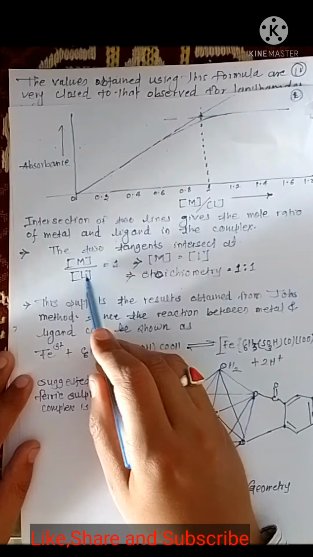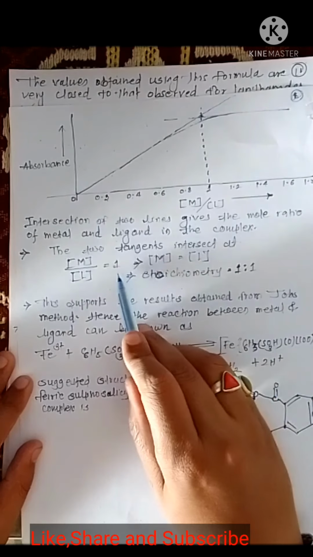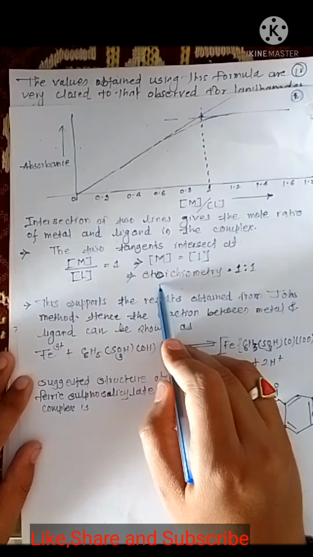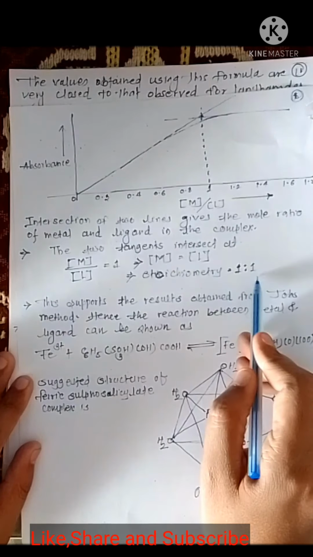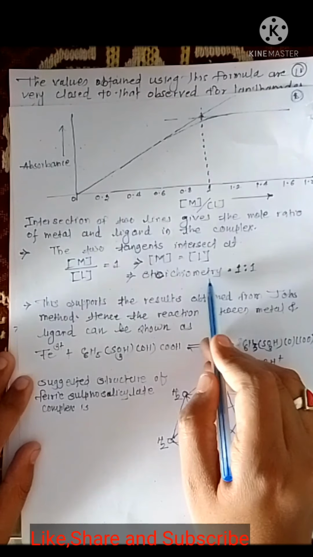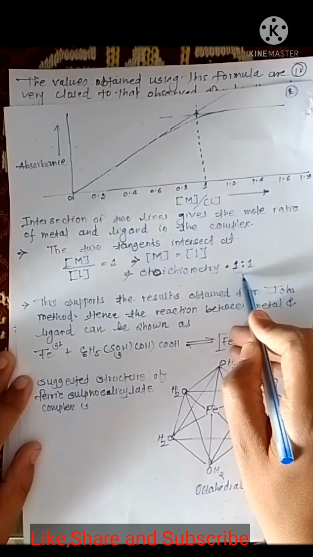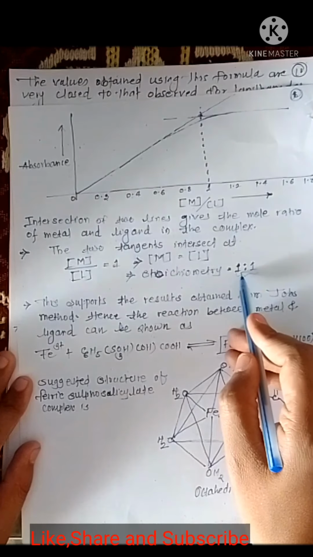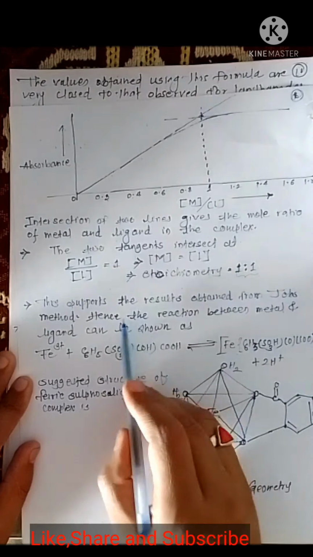So we can write that the concentration of metal is equal to the concentration of ligand. It simply means that the stoichiometry is 1:1. It means that the maximum amount of complex is formed when the stoichiometry of metal and ligand is in the ratio 1:1. This supports the result obtained from the Job method.